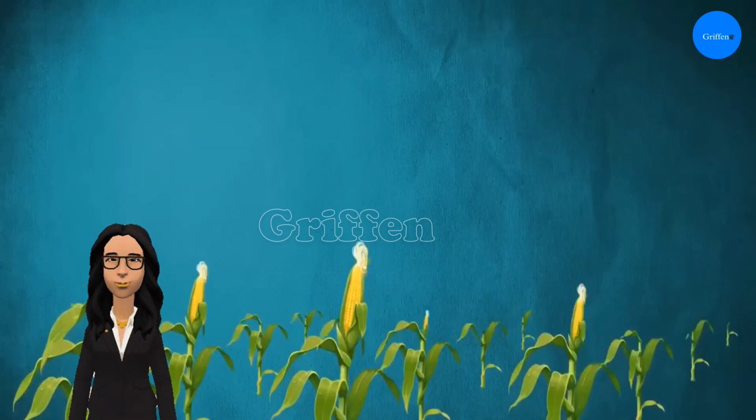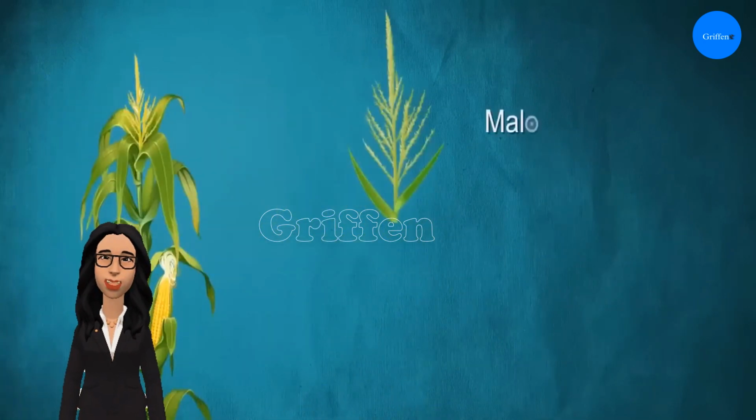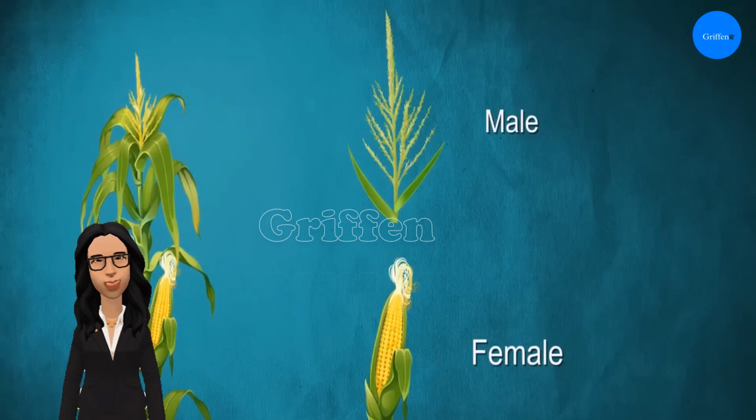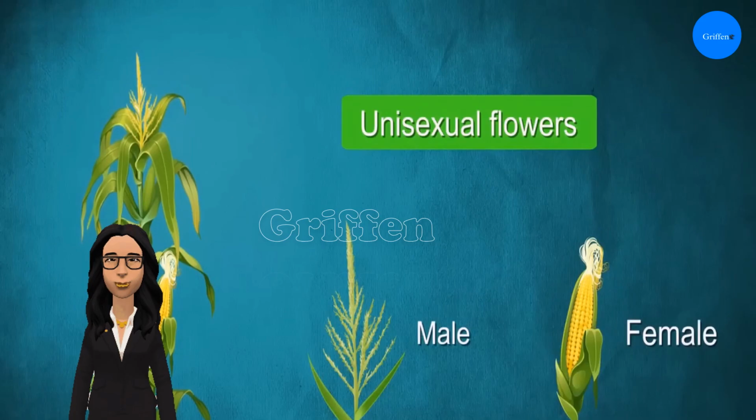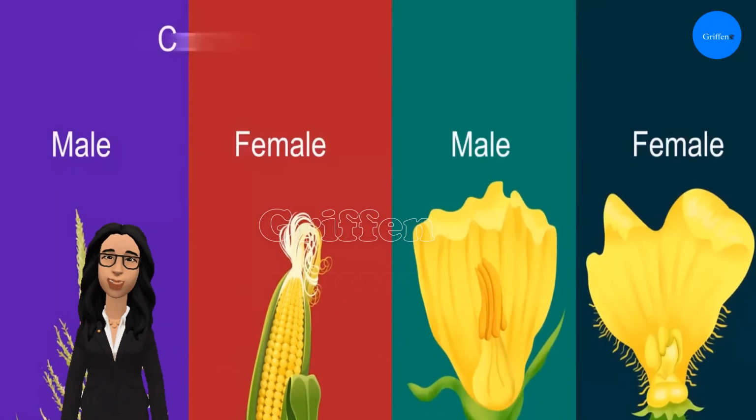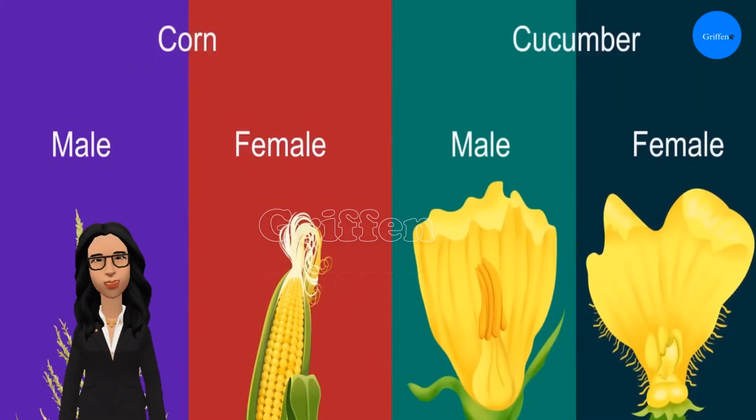On the other hand, some flowers possess either the male or the female reproductive parts. Such flowers are called unisexual flowers. For example, corn, cucumber, etc.